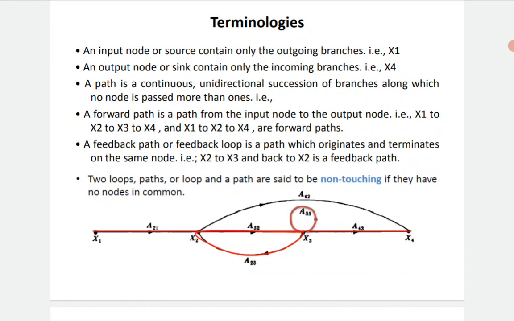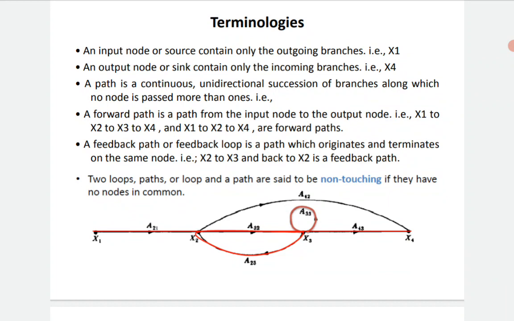See, another forward path that bypasses is available, highlighted in black: that is x1 to x2 to x4, bypassing the point x3. That is also a forward path. A feedback path or feedback loop is a path which originates and terminates on the same node, that is x2 to x3 and back to x2. That is a feedback path. And a self loop is already available on the x3 node.